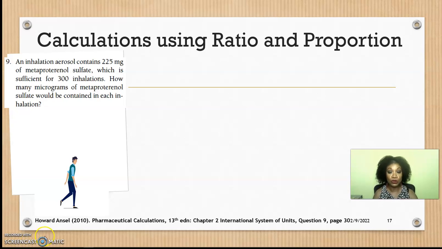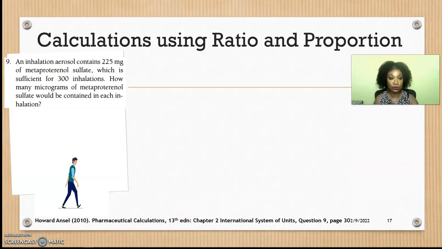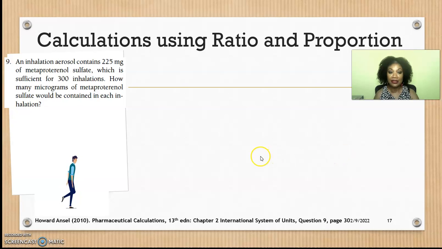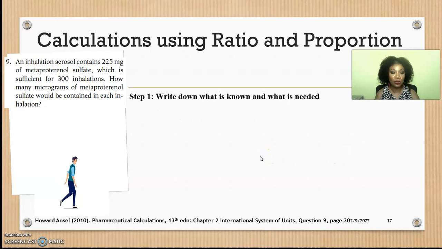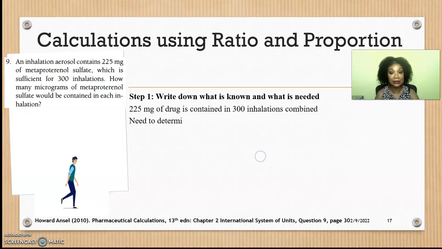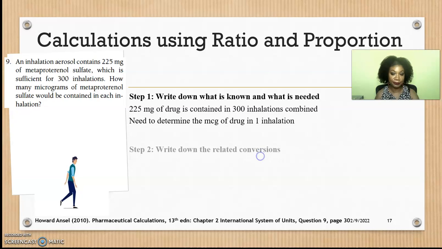The first thing that we are going to do is write down what is known. What is known is that 225 milligrams of the drug is contained in 300 inhalations. That's what the question says. The question requires that we determine how many micrograms of the drug will be contained in one inhalation.